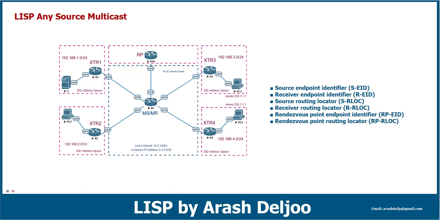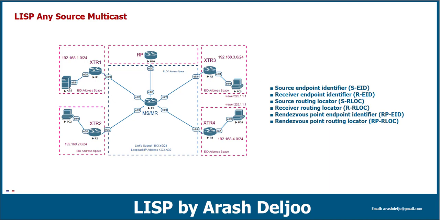After that, let me review some of the basic terminology we need to know. After that, we can start talking about ASM in this video. Look at here, we have six definitions. Let me first start with the source endpoint identifier, or SEID.